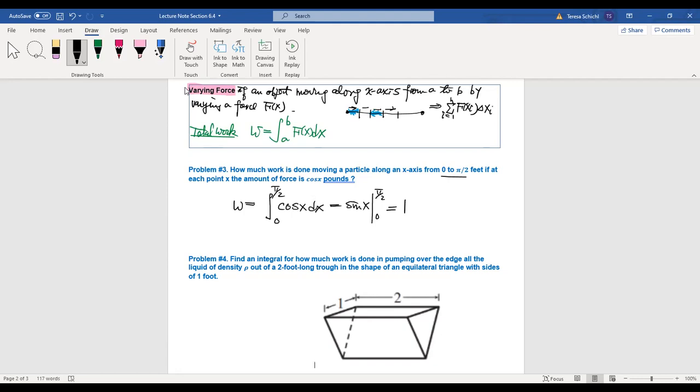But here be careful, right? This is pounds, so pounds versus foot here. So it's 1 foot-pound. That would be the unit if you use pounds here.